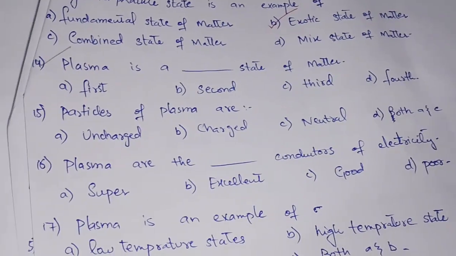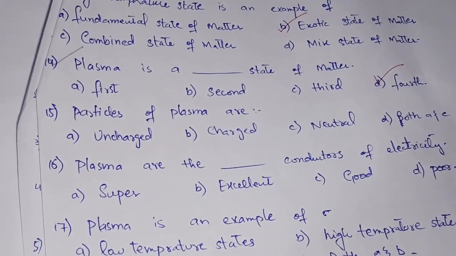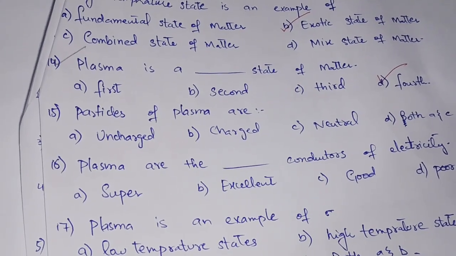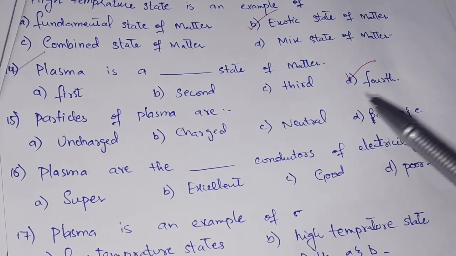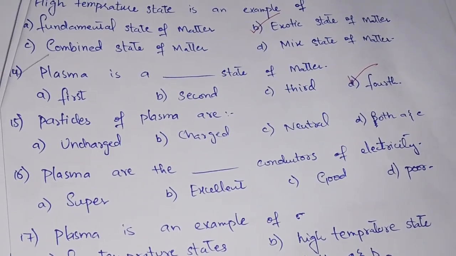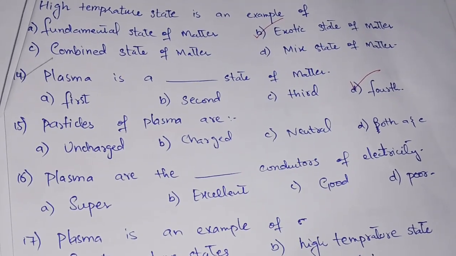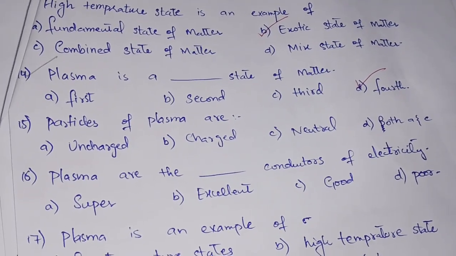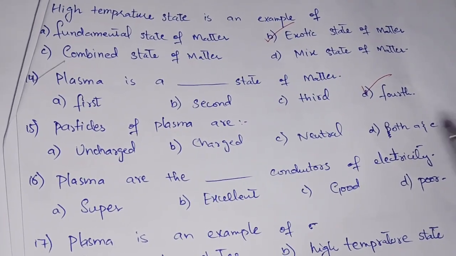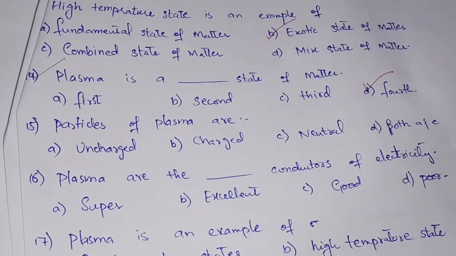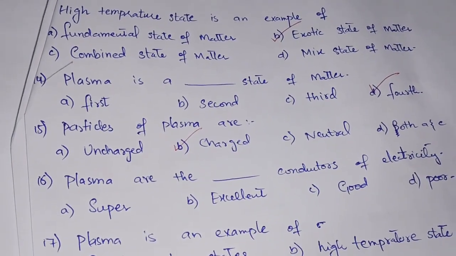On the left we have the fourth state, so plasma is the fourth state of matter. Particles of the plasma are: option A is the charged, option B is the uncharged, option C is the neutral, and option D is both B and C, which is the uncharged and the neutral. Plasma is a kind of substance that conducts electricity, so definitely it will be a charged particle. It will not be neutral or uncharged. So option A is the correct option, which is the charged particle.